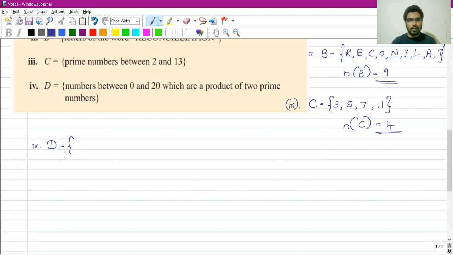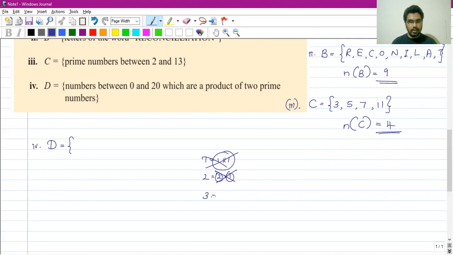So 0 and 20. So 1 is 1 multiplied by 1. So this is not a product of two prime numbers. Next, 2. Yes, 2 is 2 multiplied by 1. So they ask product of two prime numbers. Here, 2 is a prime number, but 1 is not a prime number. So this is not an answer for this set.